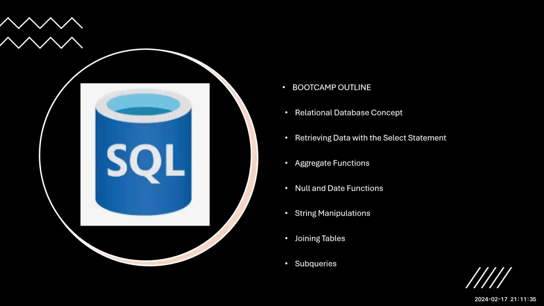This is the outline that we have. We have covered relational database concepts, retrieving data with a select statement. We've covered aggregate functions. We've covered null and date functions. Then we've done a bit of string manipulation. That was in December. Now we're doing joining of tables. Joining of tables, that is what we want to do.